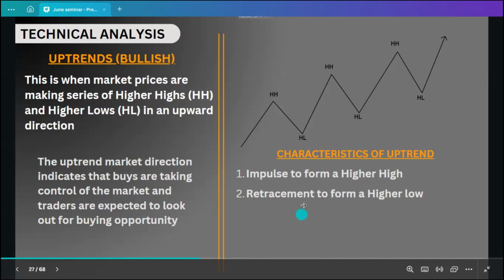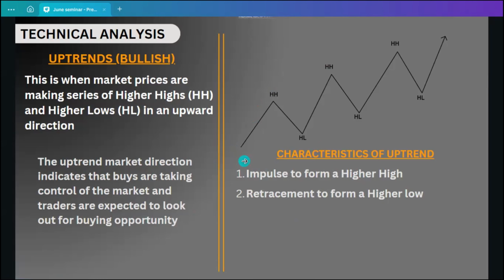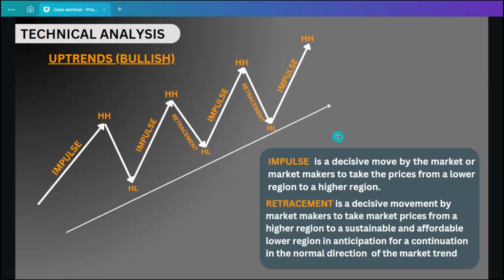Number one, price moves in an impulsive direction to form a higher high. And number two, price retraces, there is a retracement to form a higher low. That means there's an impulse, there's a retracement, there's an impulse, there's a retracement, an impulse, and a retracement. So here are the characteristics of an uptrending bullish market.